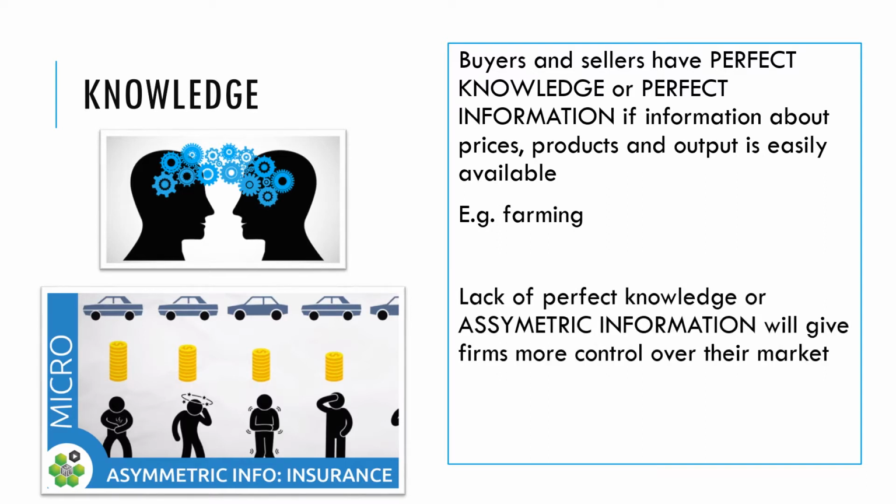When we don't have perfect knowledge, or there's a lack of knowledge in the market, we call it asymmetric information or imperfect knowledge. And where this exists, firms will have more control over their market. So for example, in pensions, it's hard for someone taking out a pension to know exactly what is a good deal or exactly how that money should be invested to provide them with a pension. As a result, pensions firms have more control over their market than farmers do.